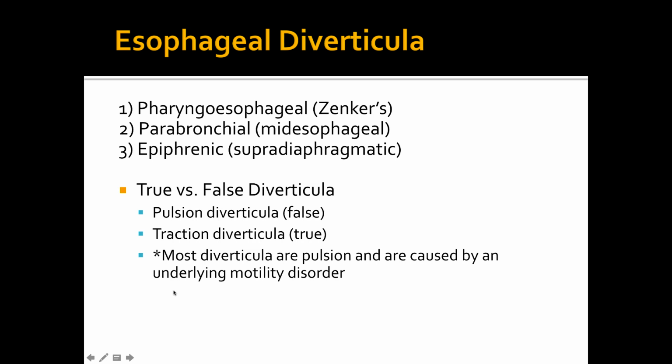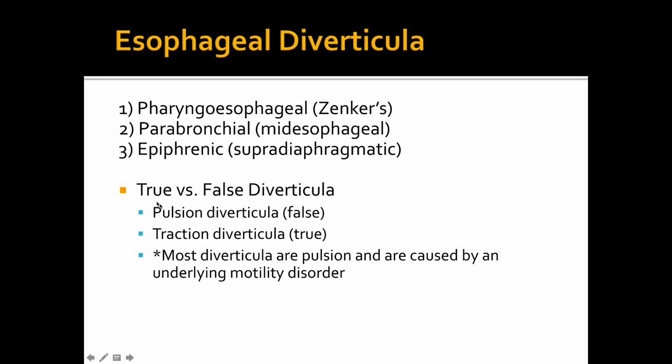All right, so let's go to a different group of disease processes. This is diverticula. The esophagus is not immune to having diverticula. In the proximal esophagus, you'll see your Zenker's diverticulum. The parabronchial diverticula will show up in the mid-esophagus, and epiphrenic usually occurs above the diaphragm.